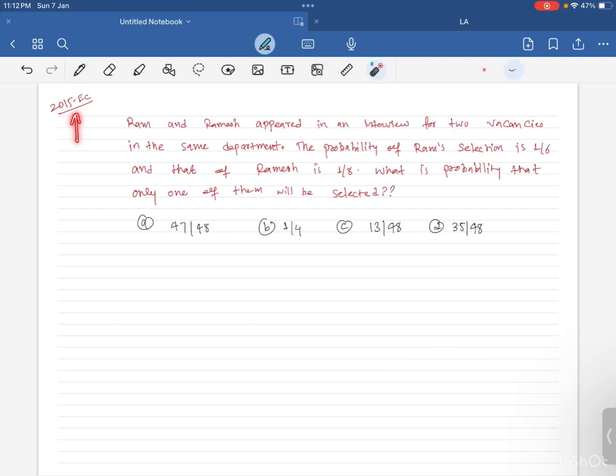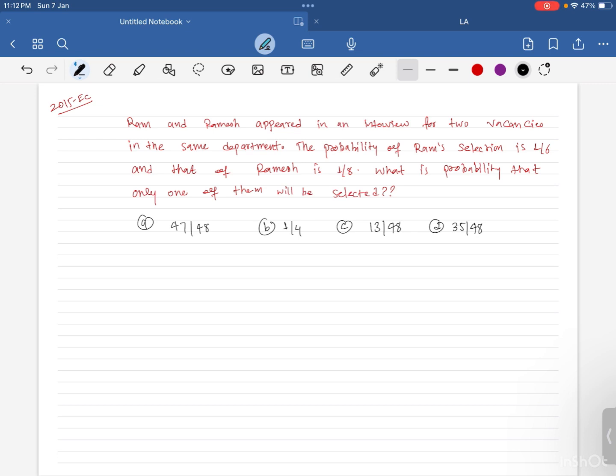This question is from EC 2015. Ram and Shyam appeared in an interview for 2 vacancies in the same department. The probability of Ram's selection is 1 by 6 and that of Ramesh is 1 by 8. What is the probability that one of them will be selected? So anyone could get selected, right?